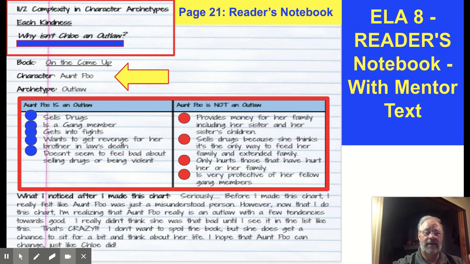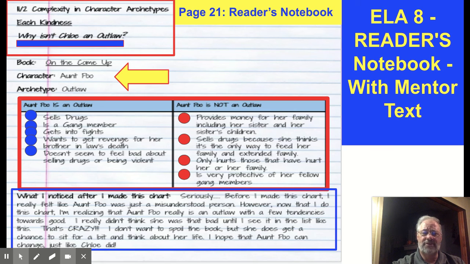Pick an archetype of a character that you have and some reasons why you think they may fit into this archetype, and then some reasons why they may not. Underneath it, we want you to write 1 or 2 sentences of what you noticed when you made this chart. For example, when we made this and we looked back, we thought that she might be just misunderstood and may not really be an outlaw. But the more that we read the story, we're realizing she's an outlaw who has a few tendencies towards good, but she is pretty much towards the outlaw. She's not a very nice person.